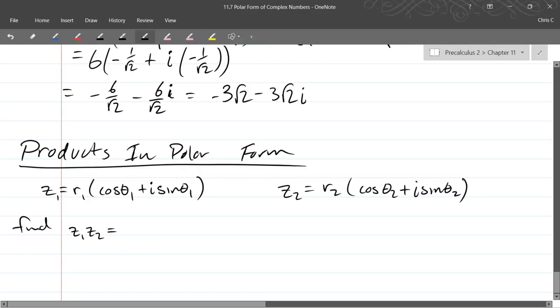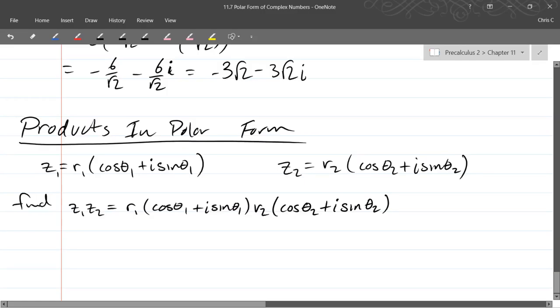So I'm just going to rewrite z1 and z2. They're polar forms. And we're going to rearrange this. So let's move our radii out front. So this is the commutative property of multiplication. We can write this as r1 times r2. So just move the radius over.